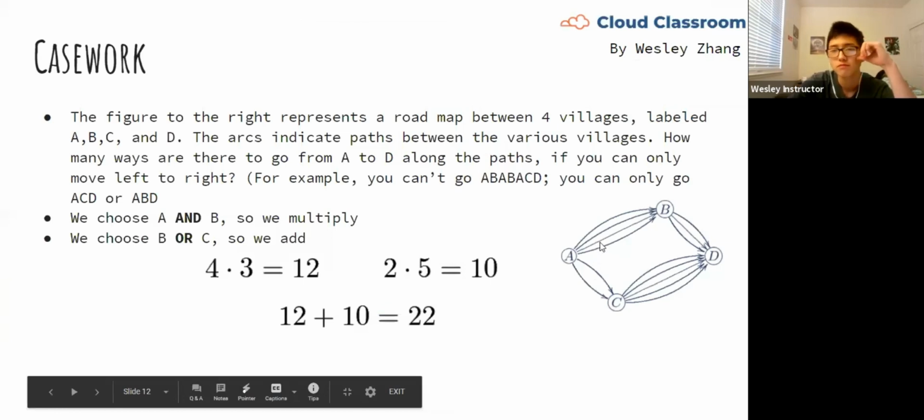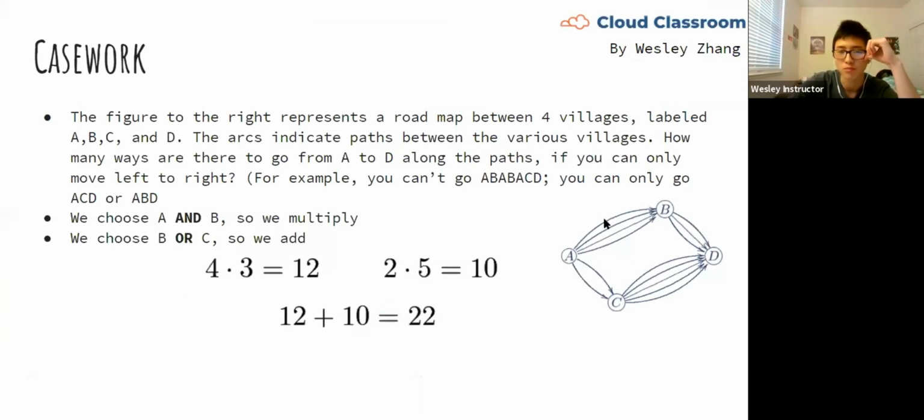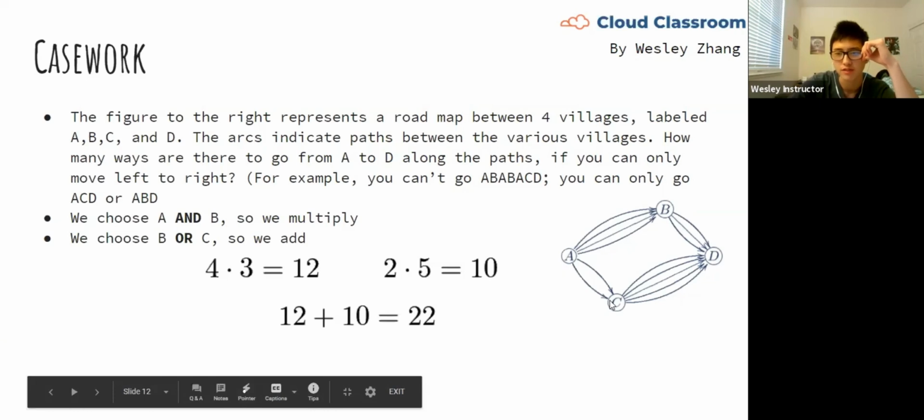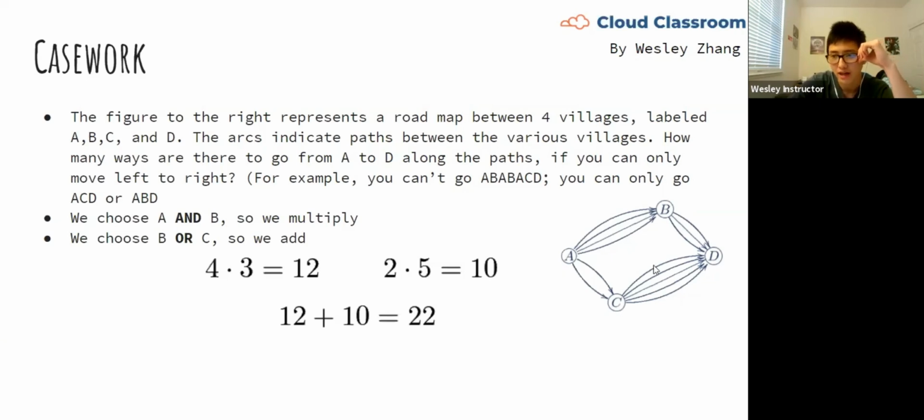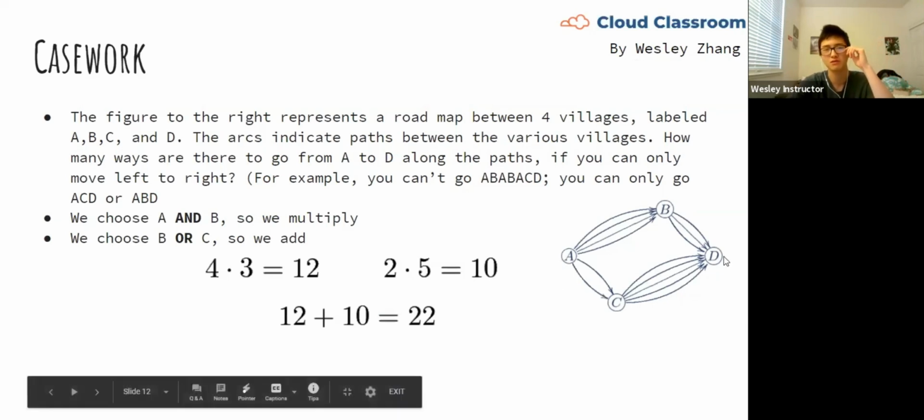Okay, so from A to B, there are 4 possibilities. And there are 3 possibilities from B to D, so there are 12. If I go this route, the top route, I have 12 possibilities. Now let's look at the bottom route. So I have 2 possibilities from A to C, and I have 1, 2, 3, 4, 5 possibilities from C to D, so I have 10 possibilities for the bottom route.